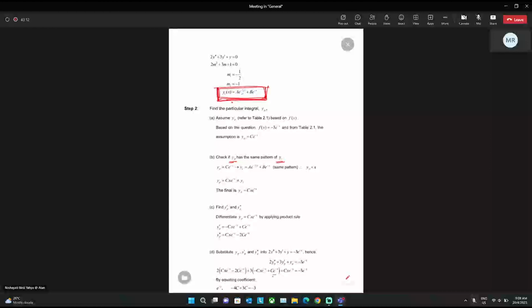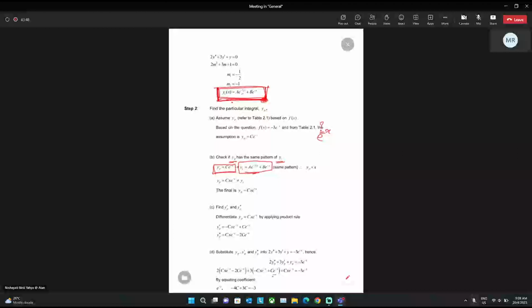Then check if yc and yp have a similar pattern, the same pattern. So you have yp equal to C exponential negative x, and your yc equal to A exponential negative half x plus B exponential negative x. Both of these have the same pattern, because you have exponential negative x.